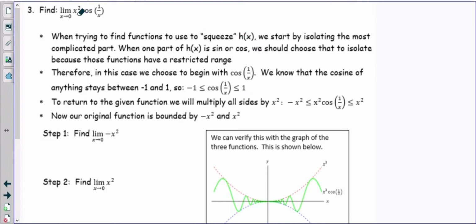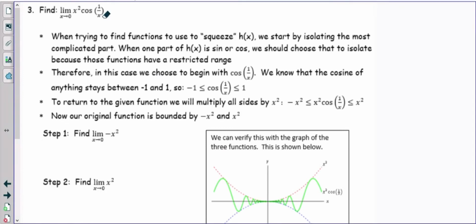Number 3, it says, find the limit as x approaches 0 of x squared cosine 1 over x. And this is how a typical problem would come, just like that with no other information. And so we might try to plug 0 in, but if you plug 0 in, we have a problem here because the cosine of 1 over 0, we can't divide by 0. So it does not work to plug in. So I have to think of an alternate method.